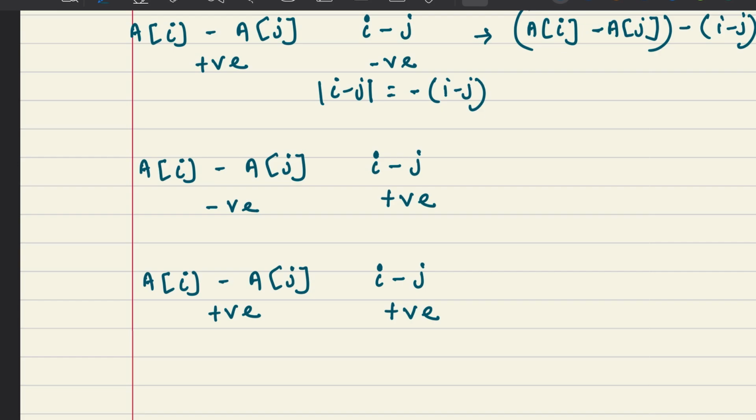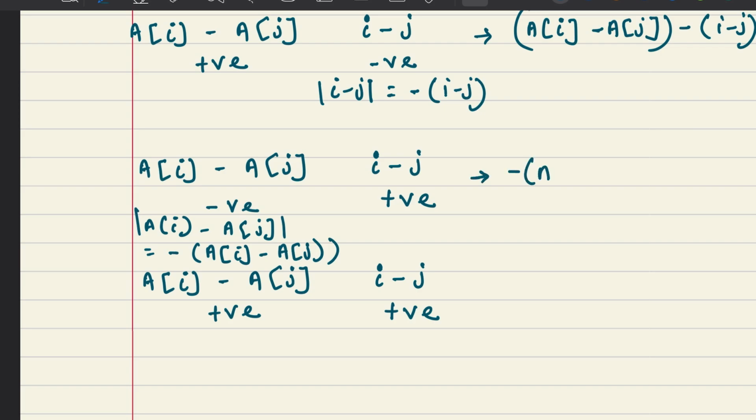Okay, now let's say a of I minus a of j is negative and I minus j is positive. So the absolute of a of I minus a of j will become minus of (a of I minus a of j), and this will be the same, positive. So this whole expression will become minus (a of I minus a of j) plus (I minus j).